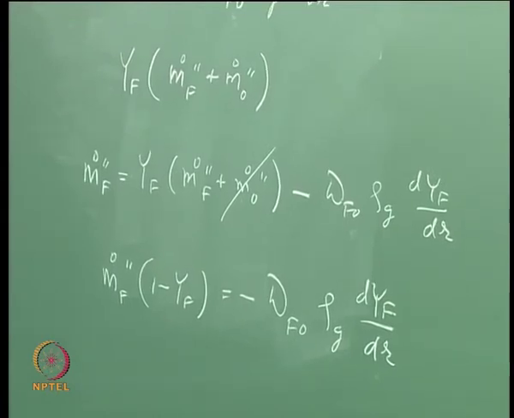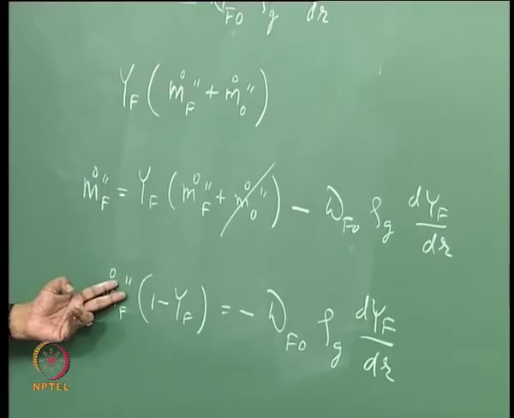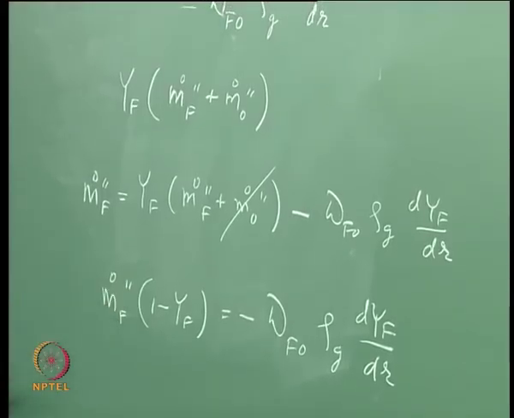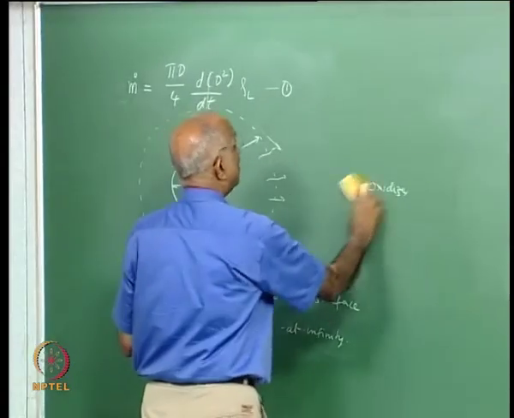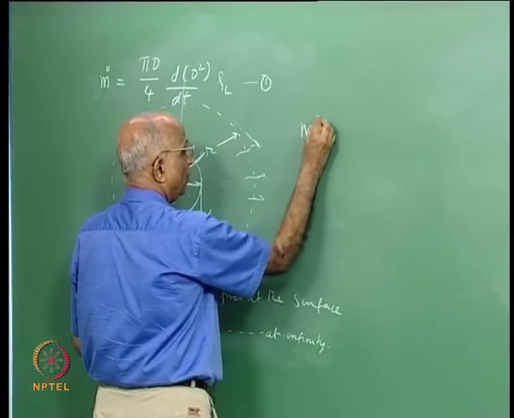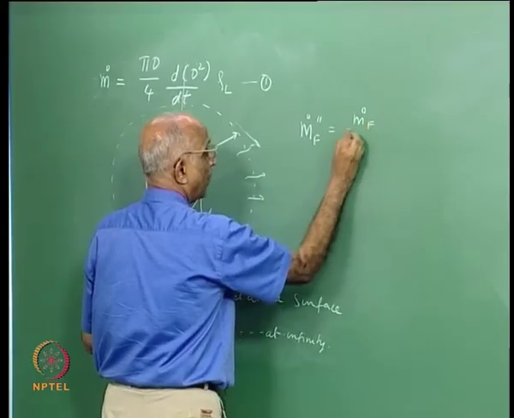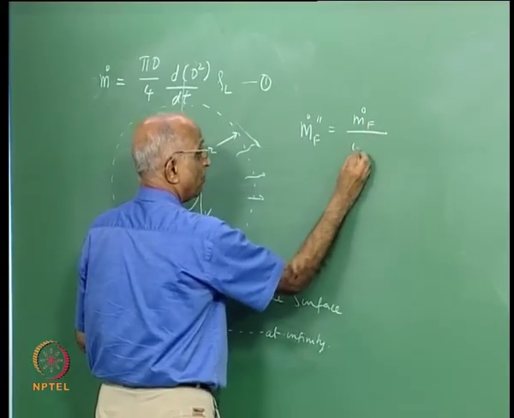Now I find, yes, I am looking at the mass flux, and I would like to convert it into the mass. What is the relation between mass flux and this? We immediately tell ourselves, well, the mass flux of fuel is equal to the amount of fuel which is migrating divided by 4 pi r square.